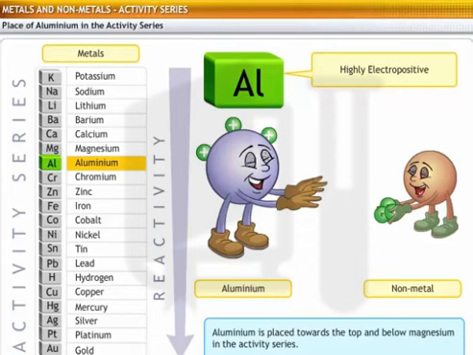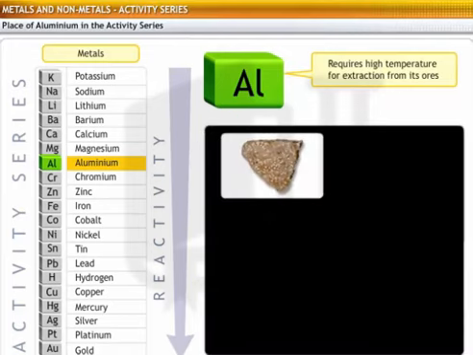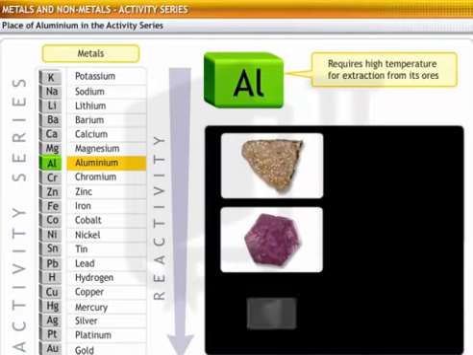It is not viable to use carbon reduction as a method for extraction of aluminium because the metal needs to be heated to very high temperatures in this method. Therefore, aluminium is extracted from its ores using electrolysis.